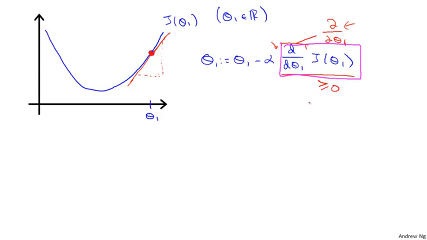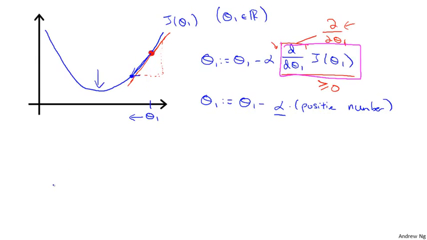And so my update to theta is going to be theta 1 gets updated as theta 1 minus alpha times some positive number. Alpha, the learning rate, is always a positive number. So theta 1 gets updated as theta 1 minus something, and I'm going to end up moving theta 1 to the left. I'm going to decrease theta 1. We can see this is the right thing to do because I actually want to head in this direction, to get me closer to the minimum over there. So gradient descent so far seems to be doing the right thing.